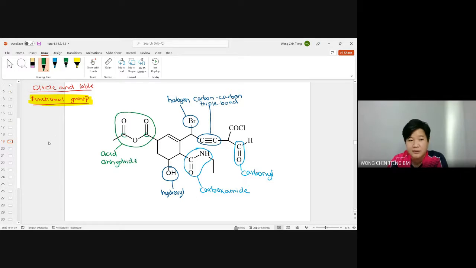Okay. Ni benda baru. Let me write the spelling correctly. Acid anhydride. Okay. Saya tak ada dalam jadual saya. Tak ada dalam jadual saya memang tak ada. Tapi dia pernah keluar dalam exam. So, send aja. Okay. Acid anhydride. Lagi? Ada lagi.